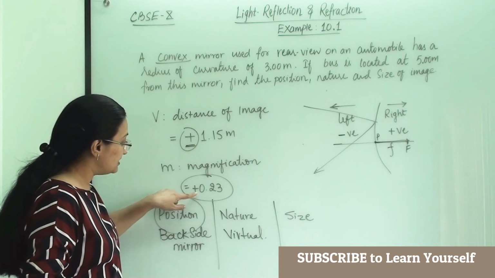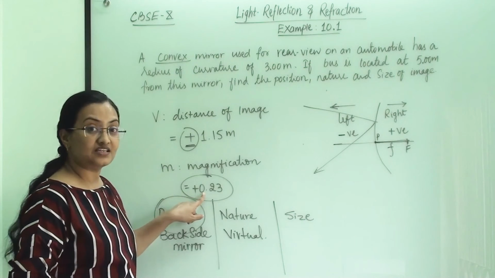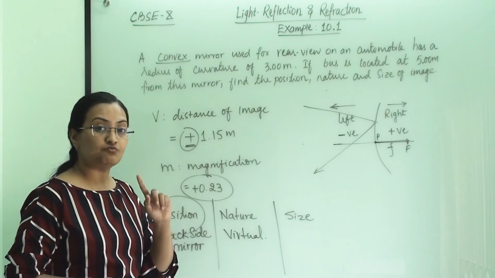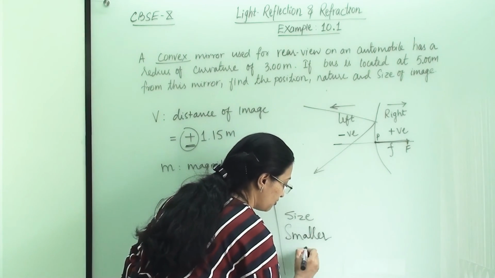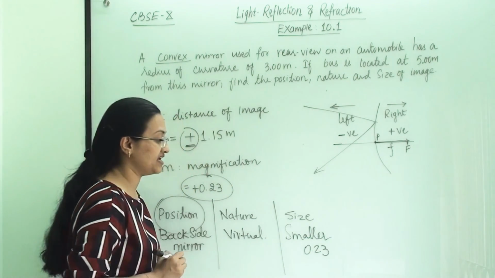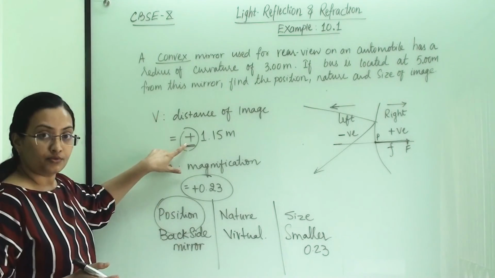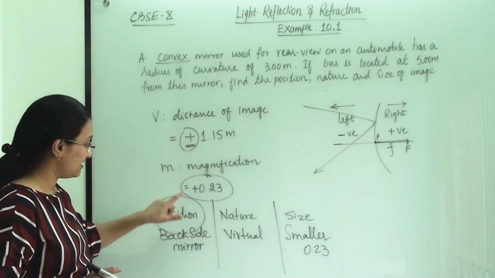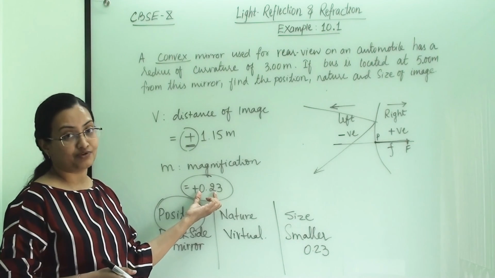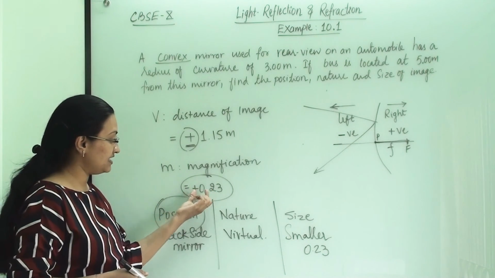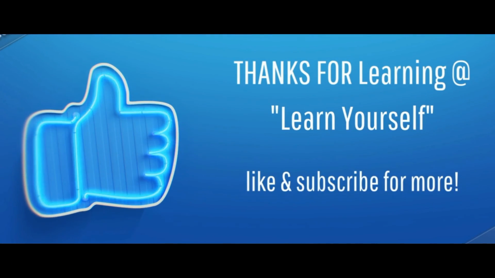So here this is plus, that means it is a virtual image. And here the answer is 0.23, so it will be smaller by a factor of 0.23. That is how we will write, and that is how we will interpret our answer. One answer from the sign of the distance of the image, and then two things, nature and size, that we will get from the magnification. So first you have to check the sign and then you have to check the number.